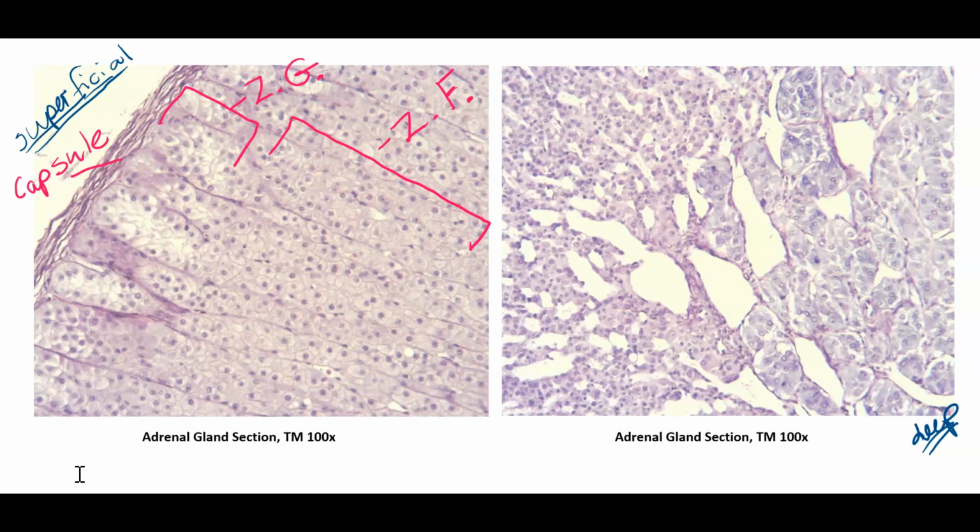Deep to the zona fasciculata is the zona reticularis. And the zona reticularis produces androgens. These are testosterone and estrogen-like hormones that are particularly important pre-puberty and post-menopause or andropause. And they will have the effects of creating secondary gender characteristics. They have a little bit of influence on bone growth and muscle growth as well.